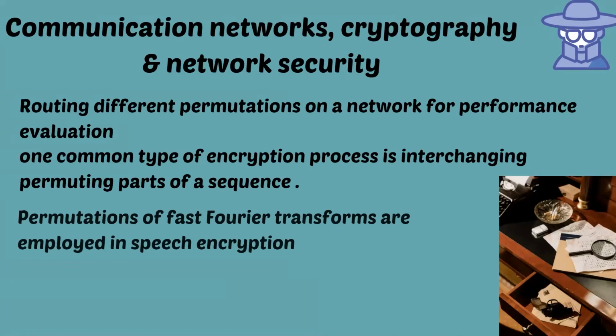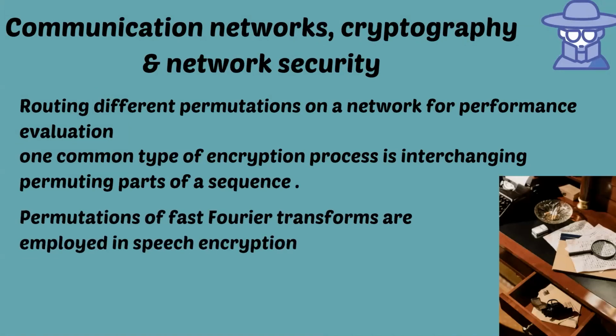So it is used in cryptography, network security, and communication networks. Here, when we need to analyze the network and see how much the performance is, we can use permutations on the networks for performance evaluation. Cryptography is another area where we interchange data and do the process of encryption. Online data interchange is very high these days, so the security of the data is much needed. So we are using the process of encryption here.